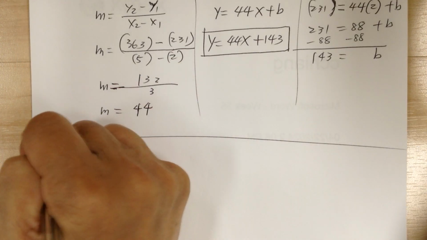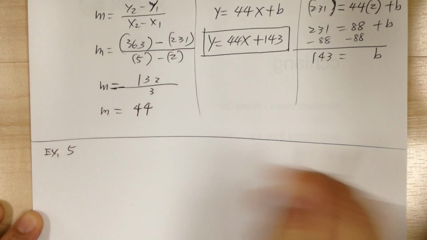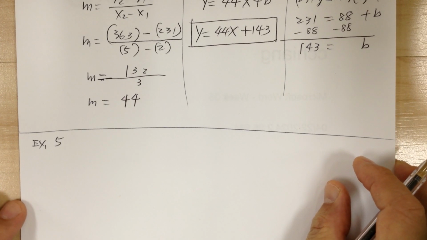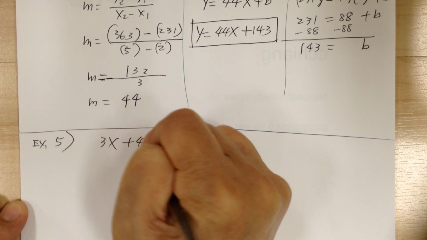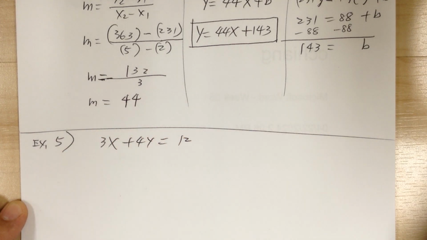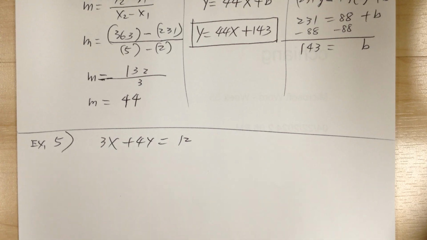Let's go to example 5. It's a graph of a line with the equation in standard form. So you've got 3x plus 4y equals 12. Now in the book they kind of do it a long way. They say find the intercept, and well actually, that's fine. Okay, let's go graph.